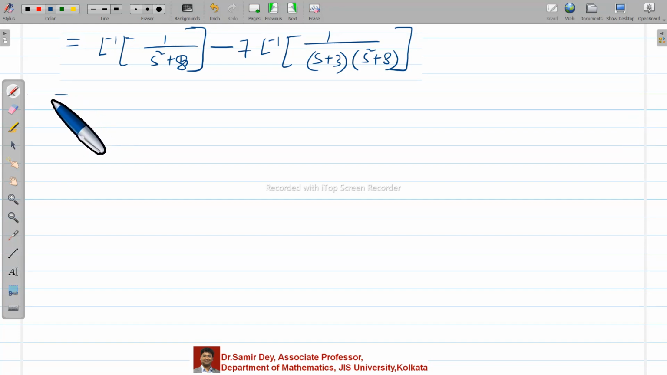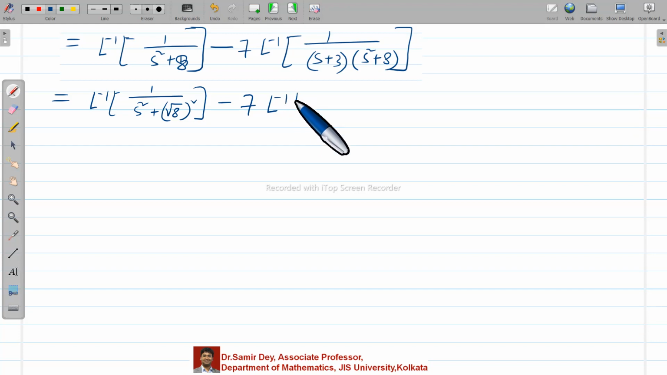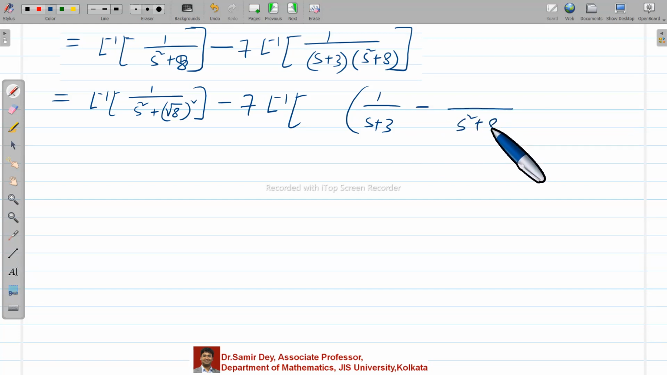What is the value? Already you know L inverse of 1 by s square plus root 8. Now from here we may write 1 by s plus 3 minus 1 by s square plus 8. How to adjust? It should be s minus 3. Is it clear to all of you? If it is minus, it should be plus. Now you check the adjustment.